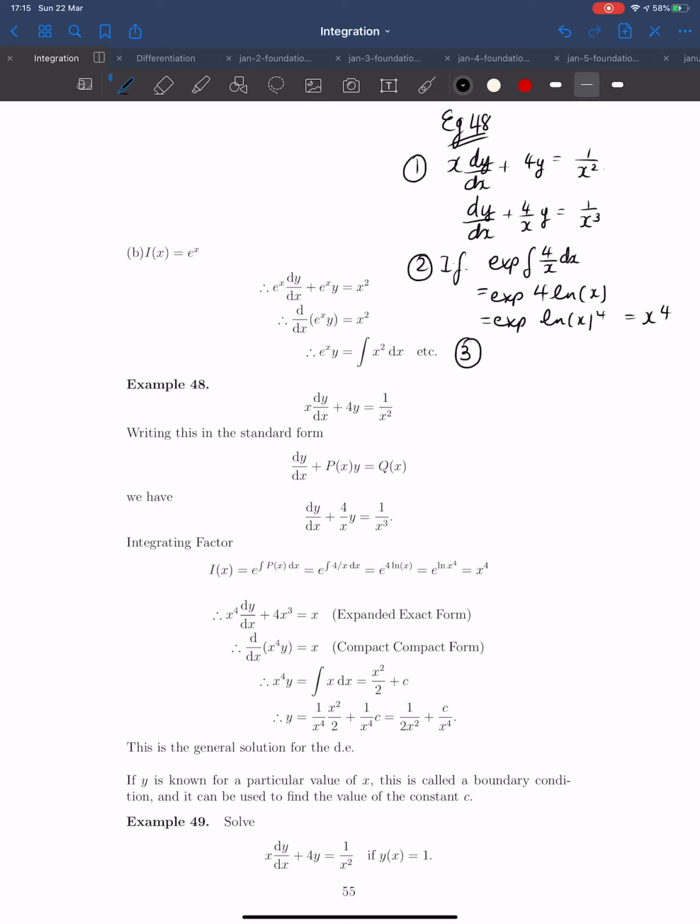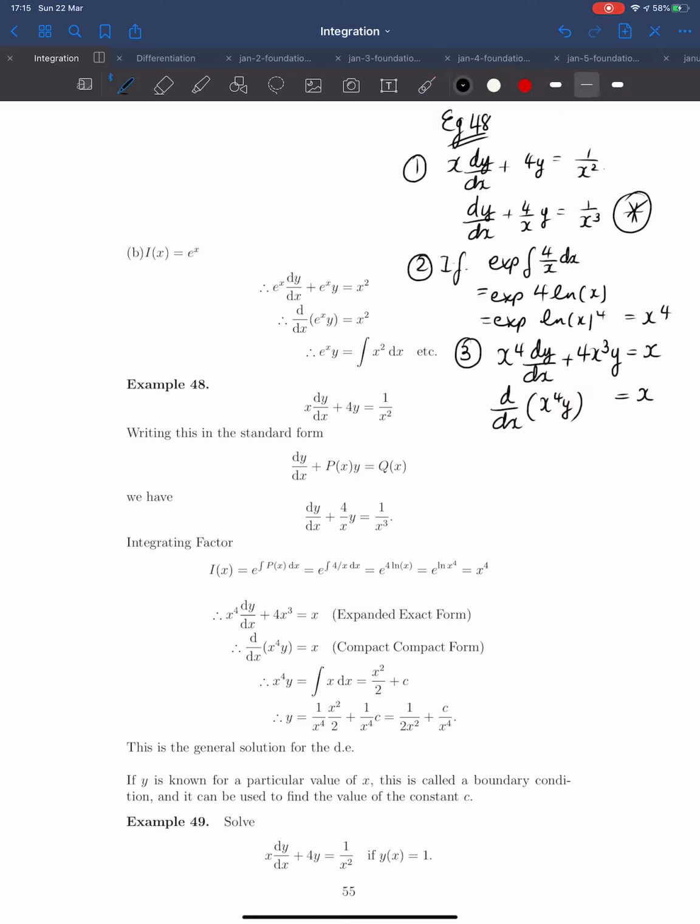Step 3, multiply through. Multiply this one through, not the original top line, the one with the coefficient of dy by dx equal to 1. X to the 4 dy by dx plus 4x cubed y is x. So this is d by dx of x to the 4 y equals x. Okay, that's the product rule: first times the derivative of the second plus second times the derivative of the first.